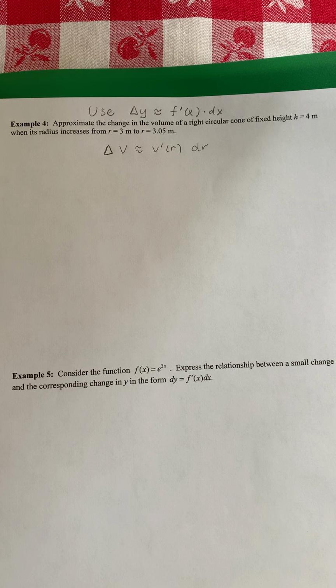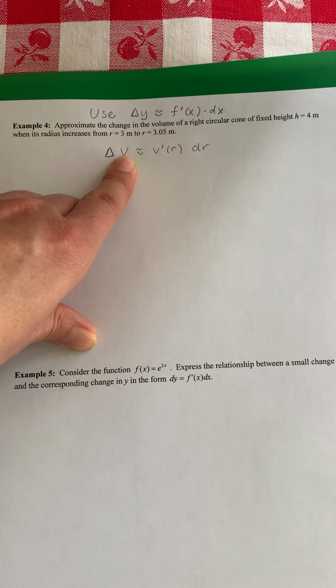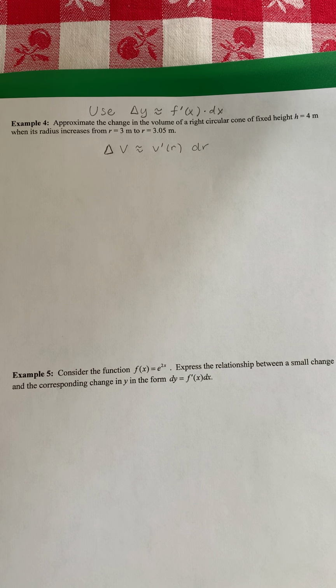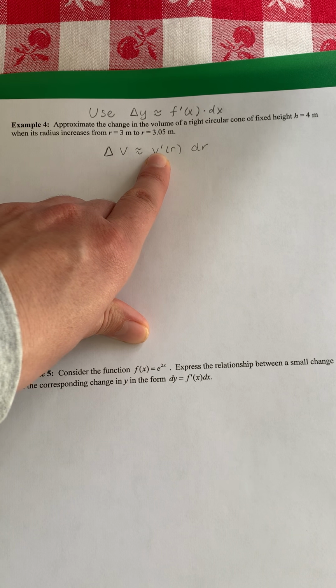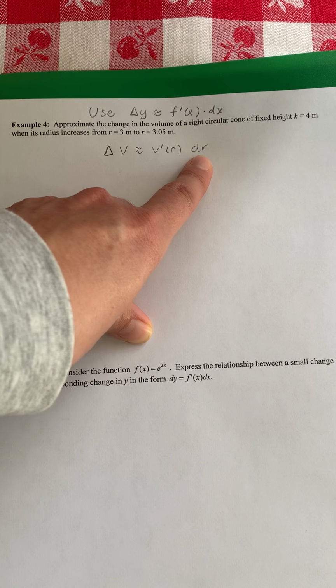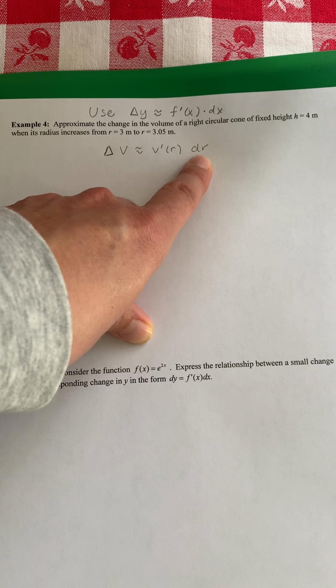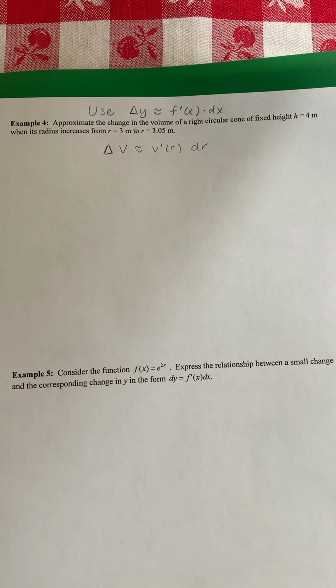So in this situation, we are going to approximate the change in the volume, so I use v instead of y, of a right circular cone of fixed height 4 when its radius increases from 3 meters to 3.05 meters. So I'm going to be looking at the derivative with the radius, okay, and we definitely have a small change in the radius. Okay, so replacing the x as follows here.